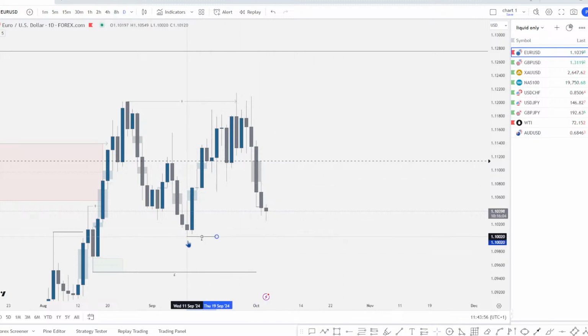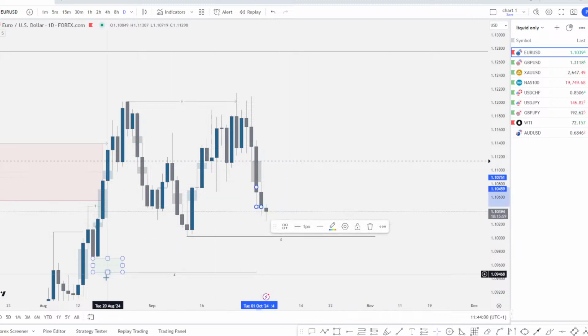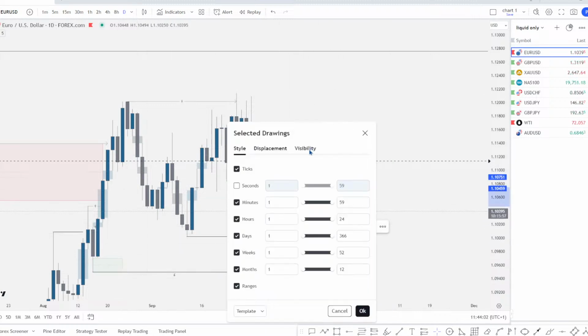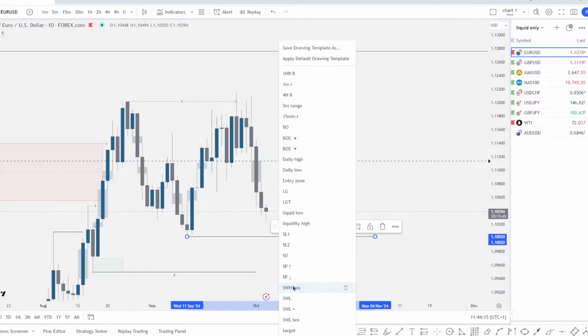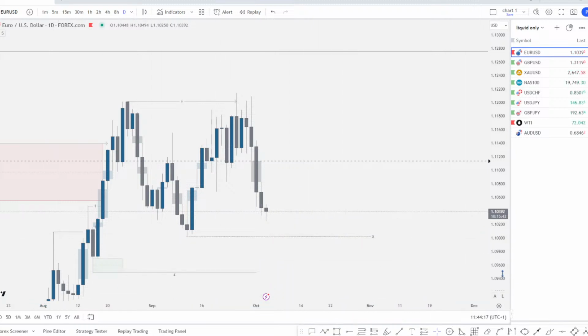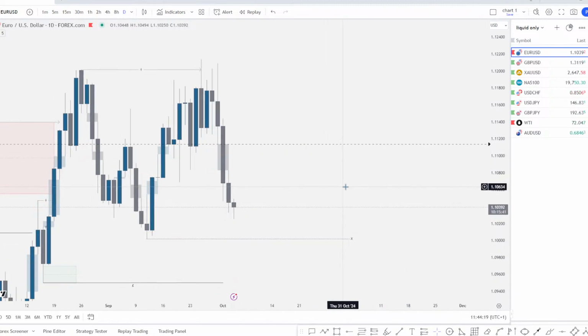So target 1 is going to be here. Now, why is it going to be there? Well, it's actually the closest pre-established high, or low in this case. This is the low right here, so we're going to mark this as target. Okay, so this is our target on the daily time frame.